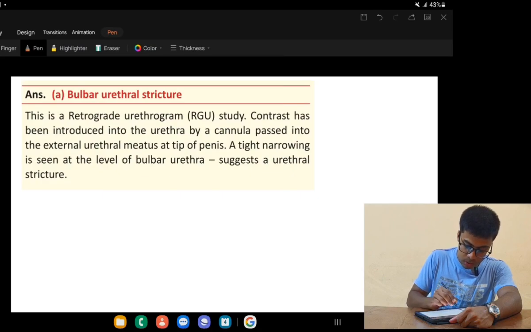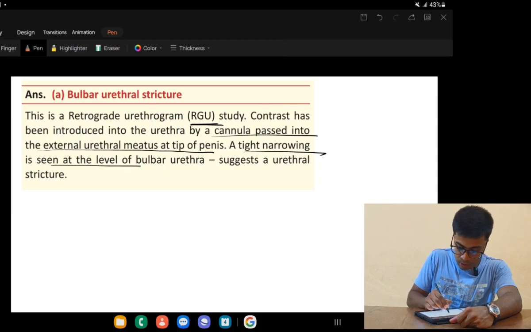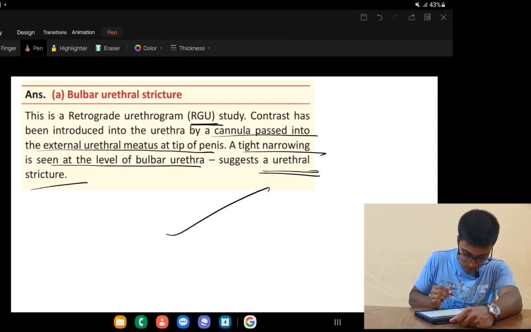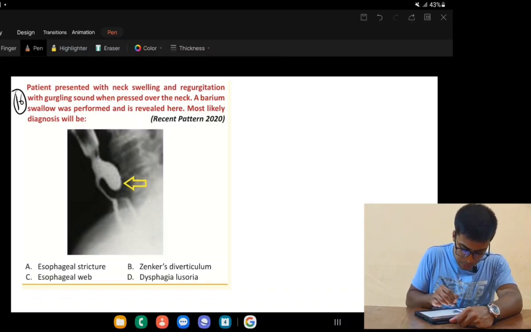Of course, it was an RGU, retrograde urethrogram. Contrast has been introduced into the urethra by a cannula passed into the external urethral meatus at the tip of the penis. Tight narrowing seen at the bulbar urethra is consistent with urethral stricture. So this is done, the concept is done. A little bit of here and there. Patient presents with neck swelling.